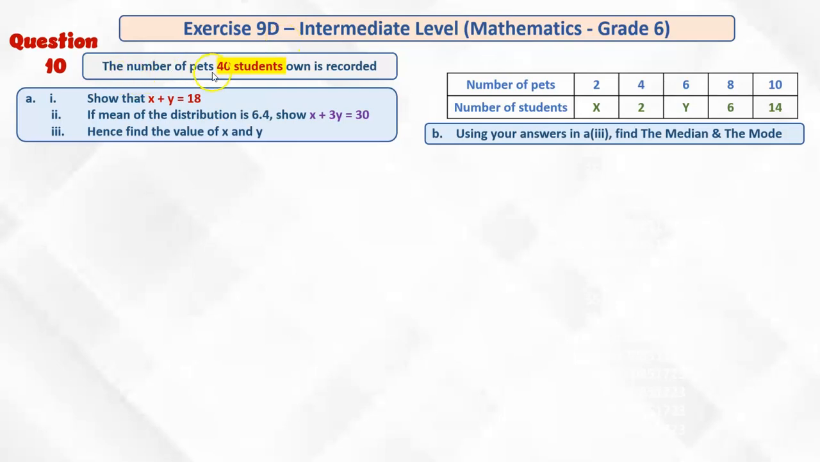The number of pets 40 students own is recorded, and the record is shown on the right side, where the number of pets are 2, 4, 6, 8 and 10, and the number of students who own these pets are x, 2, y, 6 and 14.